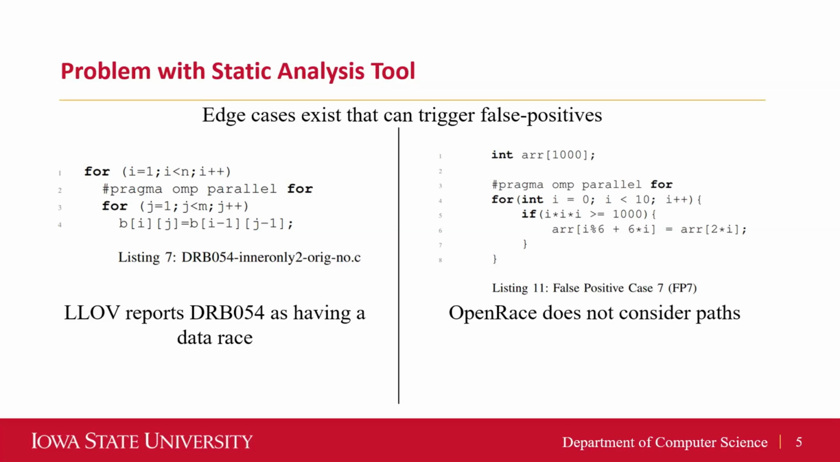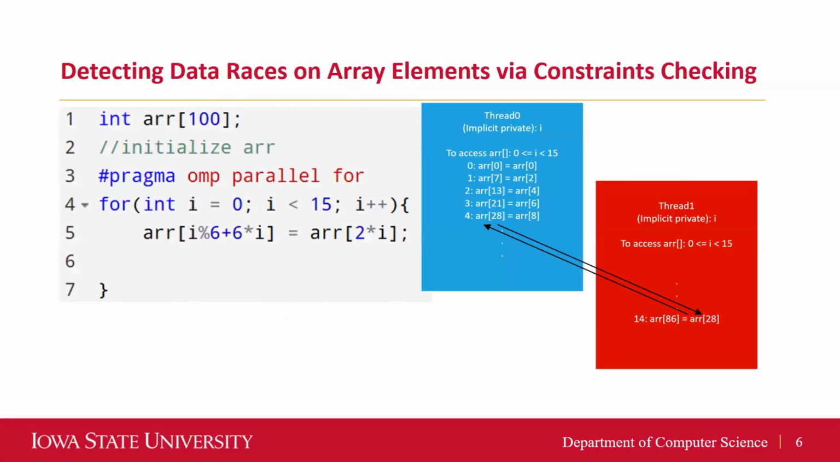And OpenRace does not consider control paths, to avoid the path explosion problem. So in the case of the code that produces a data race being in that code region, it can trigger a false positive and report that as having a data race. Another motivation for this work is that using constraint solving, we could avoid these types of false positive detections.